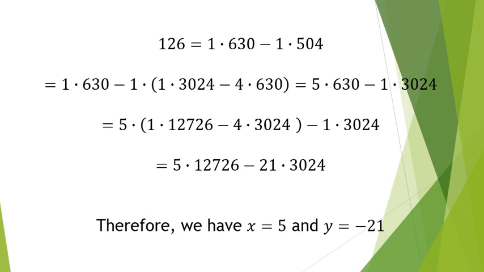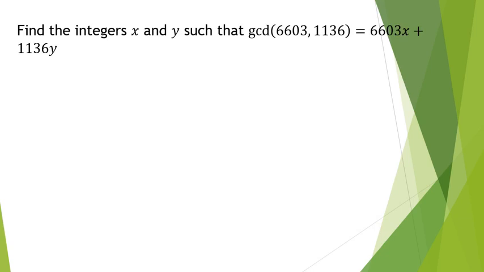So that may seem a little bit odd at first, why we wrote things how we did, but we still have a couple more samples here, so we'll go through those. We'll see how these things make sense. Next one, working with some slightly smaller numbers. Again, find the integers x and y such that the GCD of 6,603 and 1,136 is equal to 6,603x plus 1,136y.